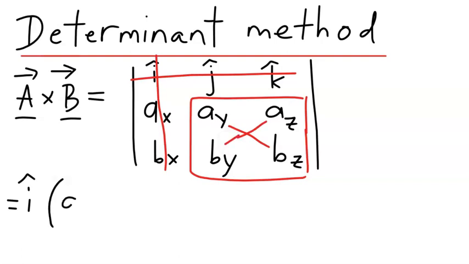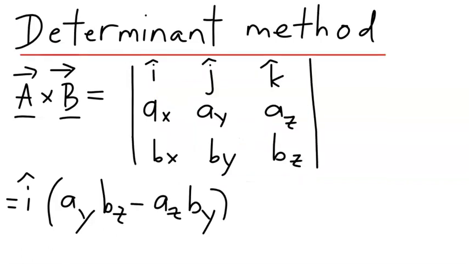And that's going to be ay bz minus az by. Next, the y component. So we write a minus j hat. Note that we are putting a minus here. It's part of the formalism.